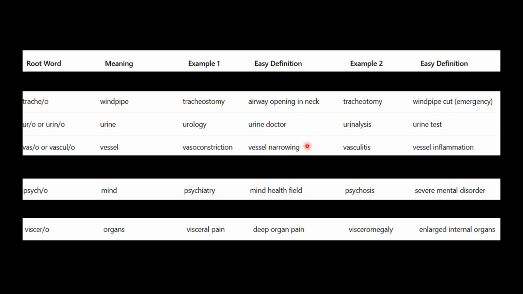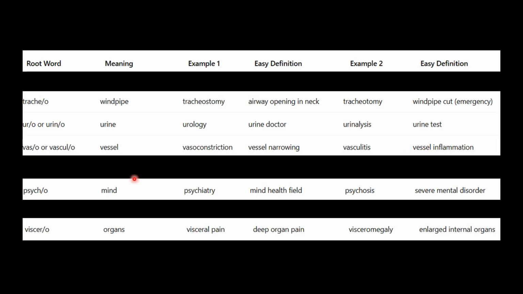That is denoting the meaning as vessel narrowing. Vasoconstriction means vessel narrowing. Similarly, we have vasculitis. Vasculitis means vessel inflammation. So for any medical reason, if a vessel is inflamed, then in that case the terminology will be utilized as vessel inflammation.